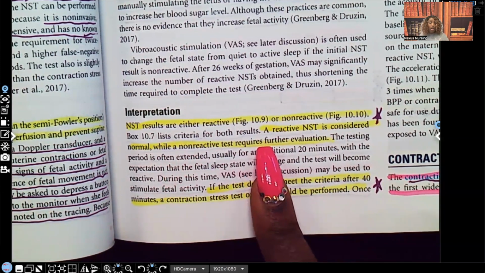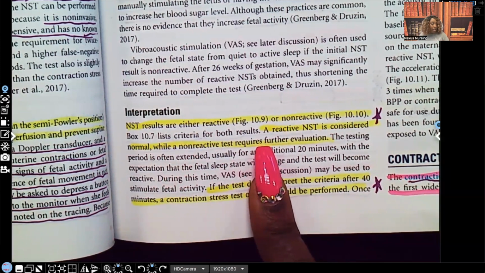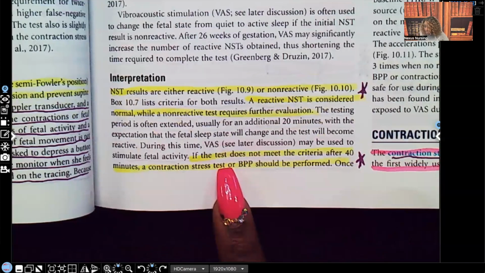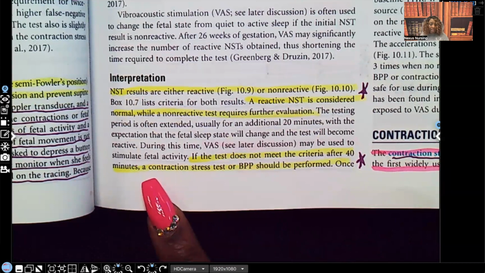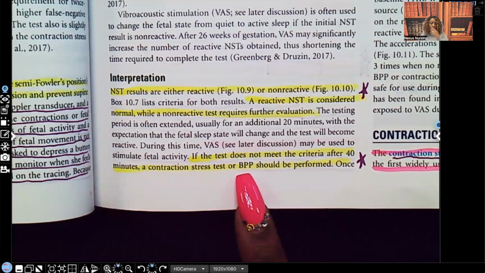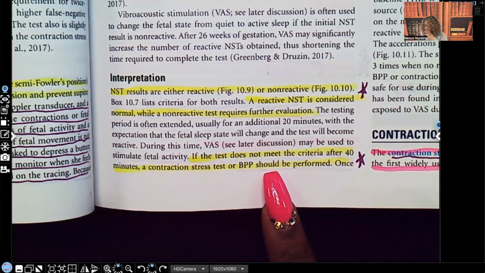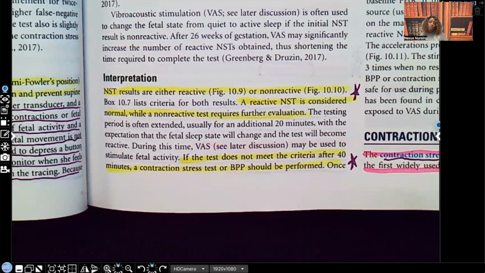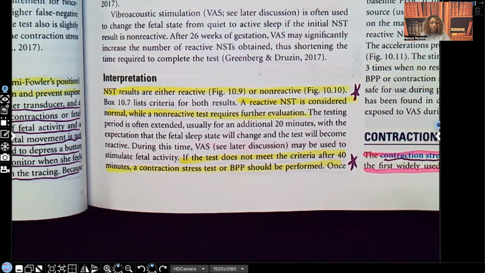What's going on? Why aren't we seeing these accelerations like we should with fetal movement or with uterine contractions? If the test does not meet the criteria after 40 minutes, guess what? Then a contraction stress test or a biophysical profile should be performed. Okay, so we remember, guys, in nursing and medicine, we're always going to go from the least invasive to the most invasive. So we love the non-stress test, but if we can't get the reactive result that we need within 40 minutes, we're going to have to go ahead and do that contraction stress test.